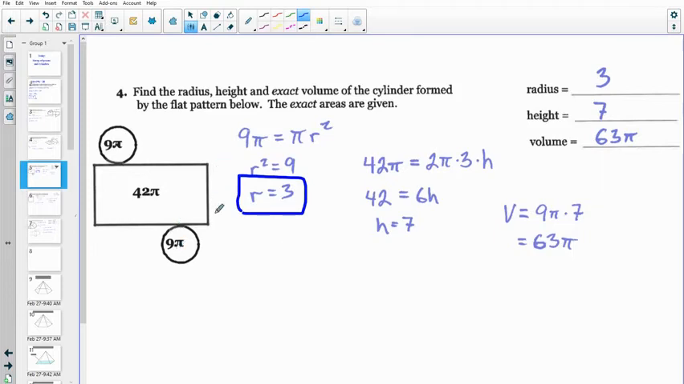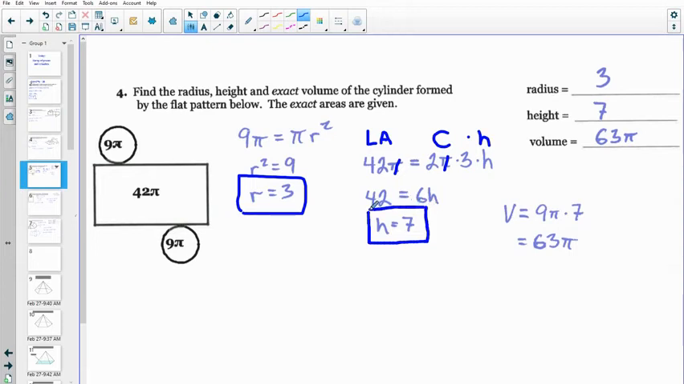I also need to know the height of the cylinder. And so for that, I went to the lateral area formula. The lateral area is equal to the circumference of the base, the circumference of the circle, pi times the diameter. So the diameter is 2 times 3, which is 6, times the height. And since I know what everything is except for the height, 42 pi equals 6 pi times h. Divide both sides by pi, divide both sides by 6, and I get a height of 7.